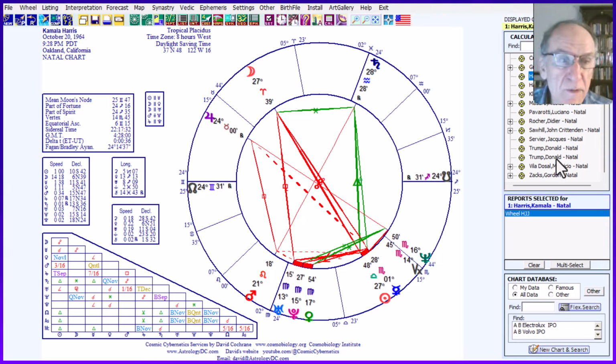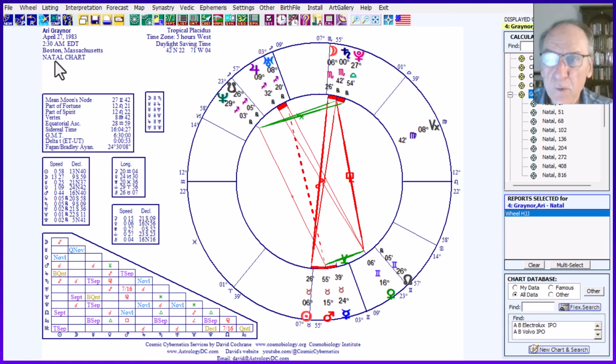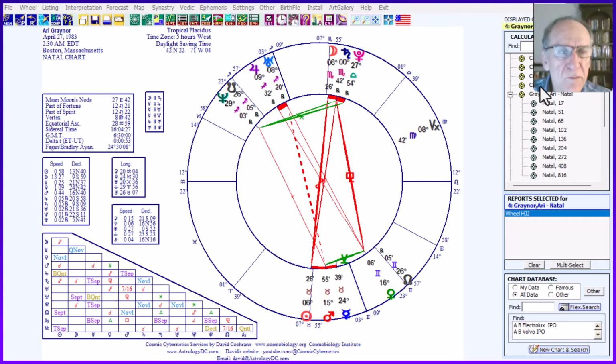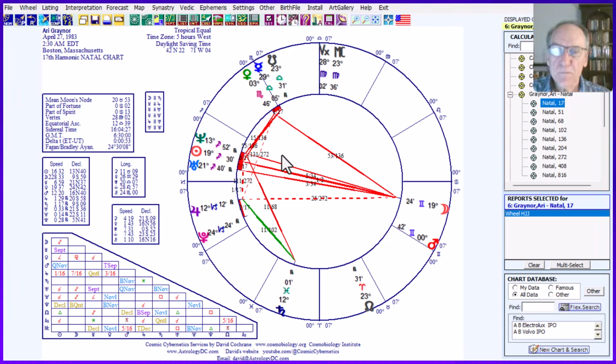Here is, let's pull up Ari Grainer. Here's her birth chart, just in case you want to look at it. It's AA data, born at 2:30 a.m. in Boston, Massachusetts on April 27, 1983. And if we look at her 17 vibe chart, my photo's getting in the way here. Let me shrink myself a little bit. There we go. If we look at her 17 vibe, yeah, she has a strong pattern.